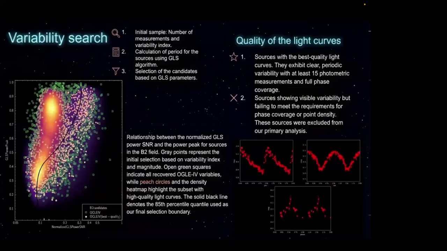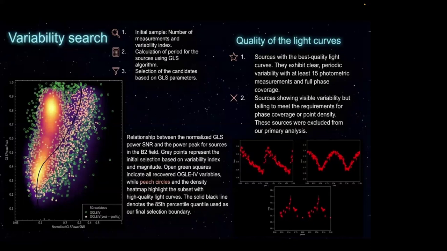Okay, how do we detect the variables here? First, we put a threshold for the number of measurements and the variability index. That is one of the outputs of our photometric pipeline. And then we started to calculate the period using the generalized Lomb-Scargle algorithm. You will see the violet points here that are the initial sample after these initial selection thresholds.